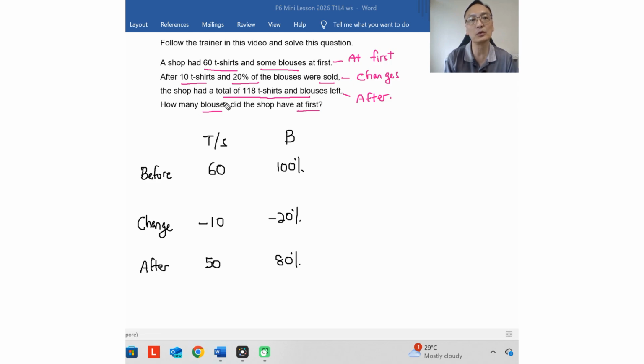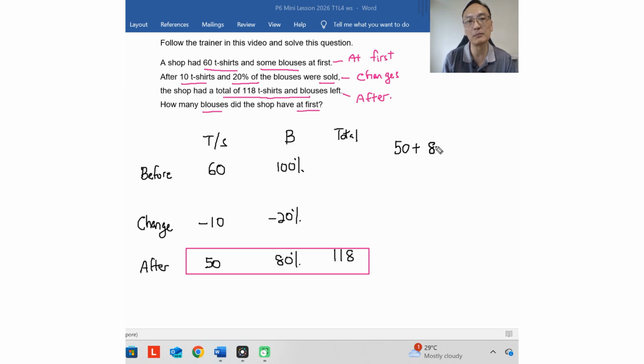Next, we were also told that the total at the end is 118 t-shirts and blouses. So we have to form the total column. Down here will be 118. So over here, we can see we have a full set of information that will help us to form the equation. In this equation, 50 t-shirts plus 80% of all the blouses will add up to give you 118 items.